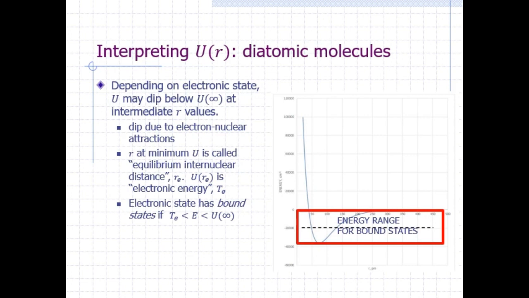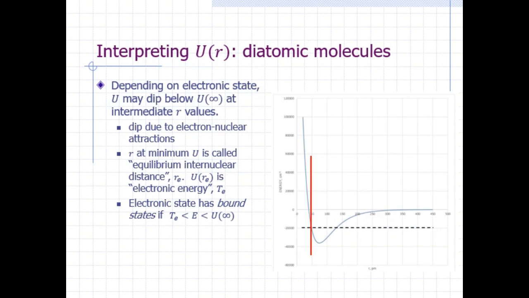The electronic state is said to have bound states when the total internal energy is between T sub E and U at infinity. For example, consider a molecule whose total internal energy is given by the dashed line in the figure. Classically, this is the closest allowed distance between the nuclei. Shorter distances are classically forbidden since those would correspond to total energies less than the potential energy. Similarly, this would be the farthest they can be from each other. Longer distances are classically forbidden. Of course, quantum mechanics says that there is a finite, but very low probability of the distances to be in the classically forbidden regions. But for the most part, the distance between the nuclei will be within the classical limits.